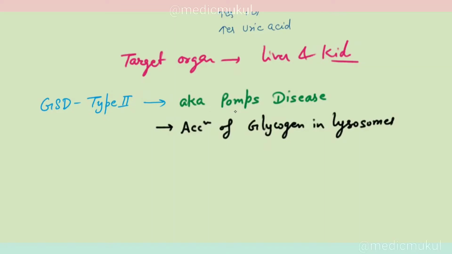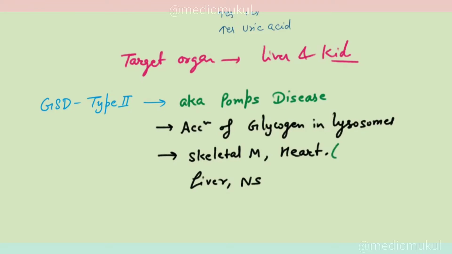Okay. So mainly this disorder GSD type 2 affects skeletal muscles, and it also affects our heart, the liver, and the nervous system. So mainly what is affected by GSD type 2 is our skeletal muscles and heart.